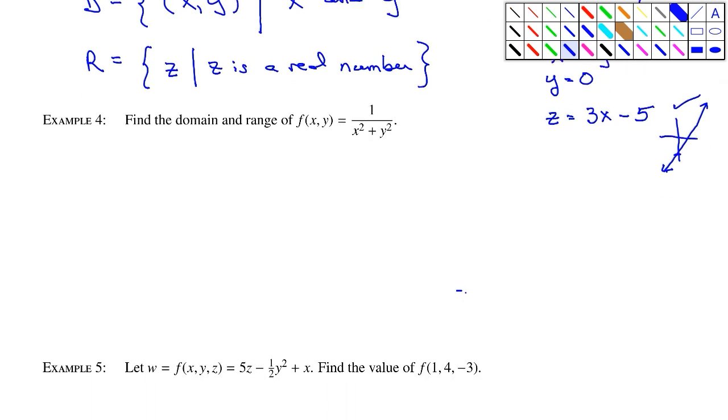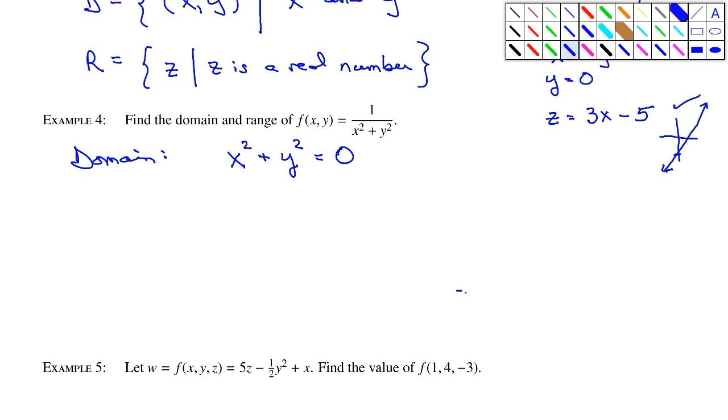Example 4, find the domain and range of f of x comma y is equal to 1 over x squared plus y squared. So we have a problem with the domain, and that is that we have a fraction. And for the fraction, you cannot let the denominator, which is x squared plus y squared, equal 0.